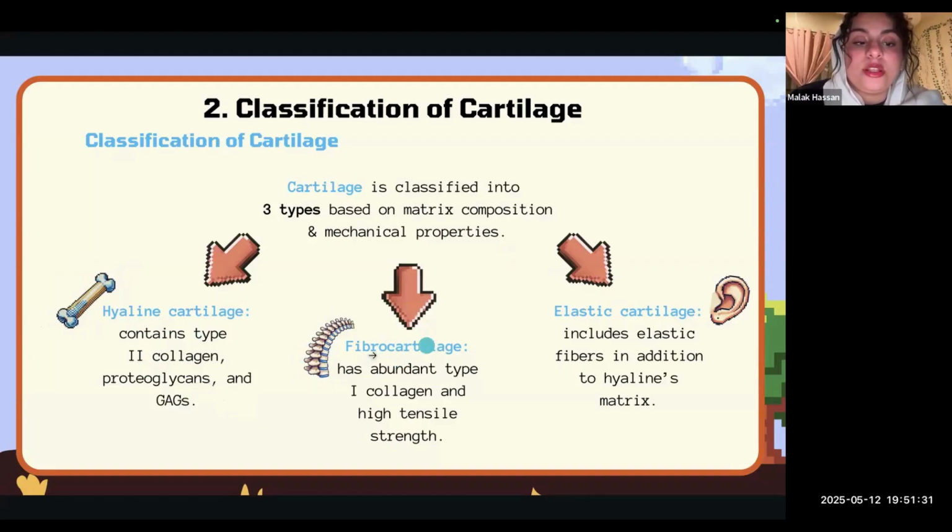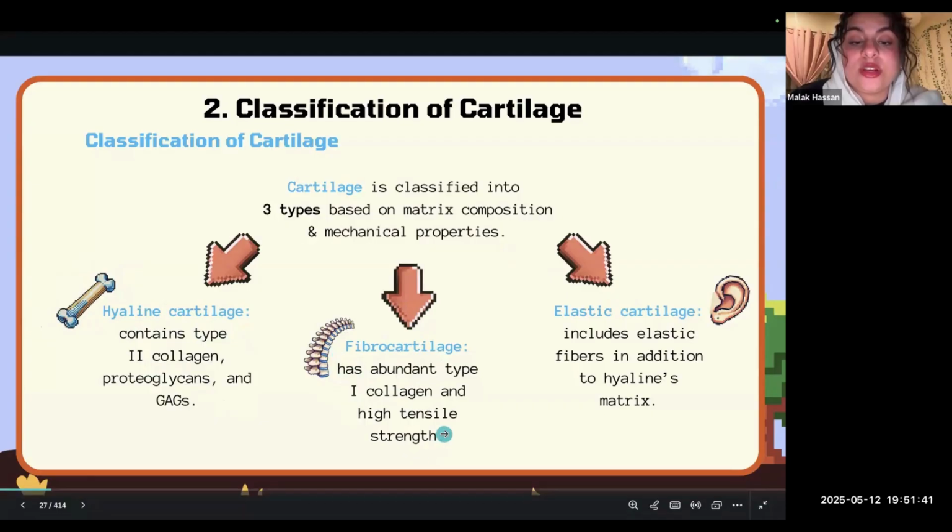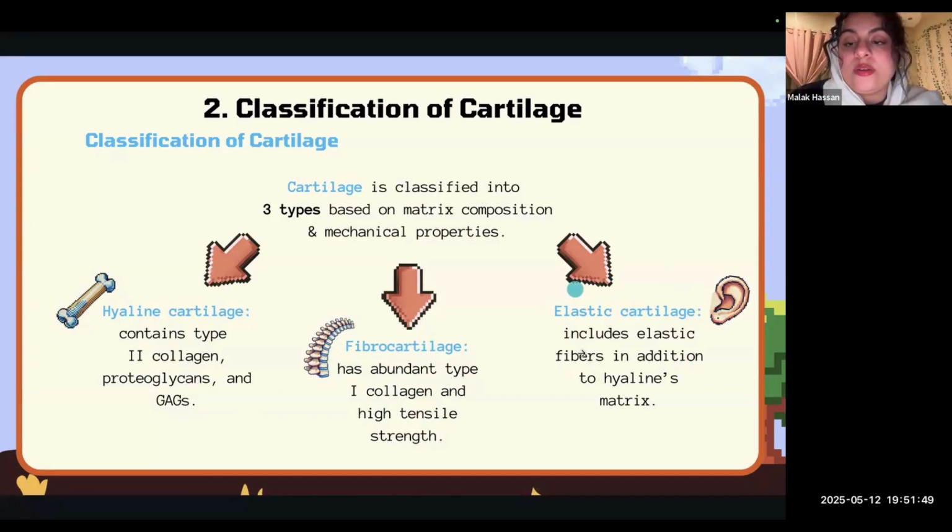What about fibrocartilage? Fibrocartilage, on top of hyaline cartilage, has a lot of type 1 collagen, and this is what makes it very, very strong. It gives it high tensile strength, and you'll find that mostly in the IV discs, the pubic symphysis, and the menisci of the knee, okay? Now you have elastic cartilage, and from the name, it's elastic, so it contains elastic fibers, in addition to hyaline's matrix. So it has type 2 collagen, proteoglycans, and GAGs, and elastic fibers. And you'll find this mostly in the ears, in the nose, and any piece of cartilage basically that you can kind of squish.